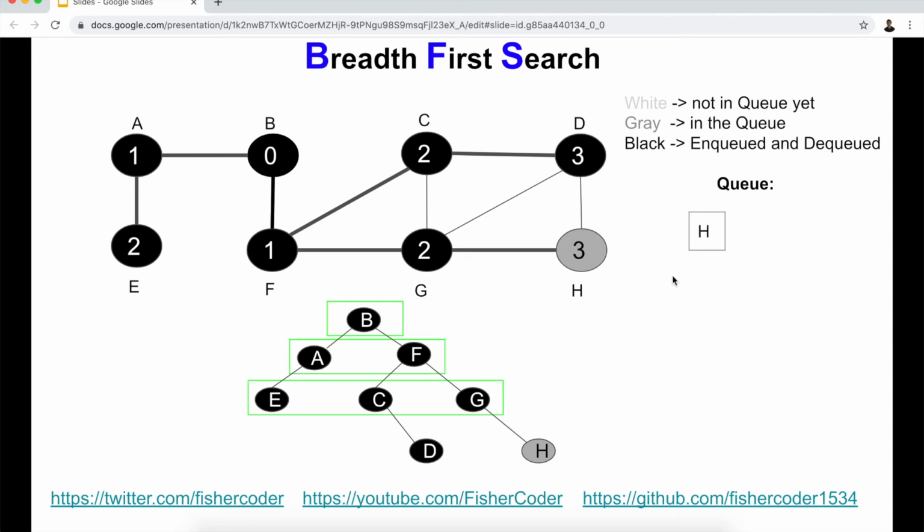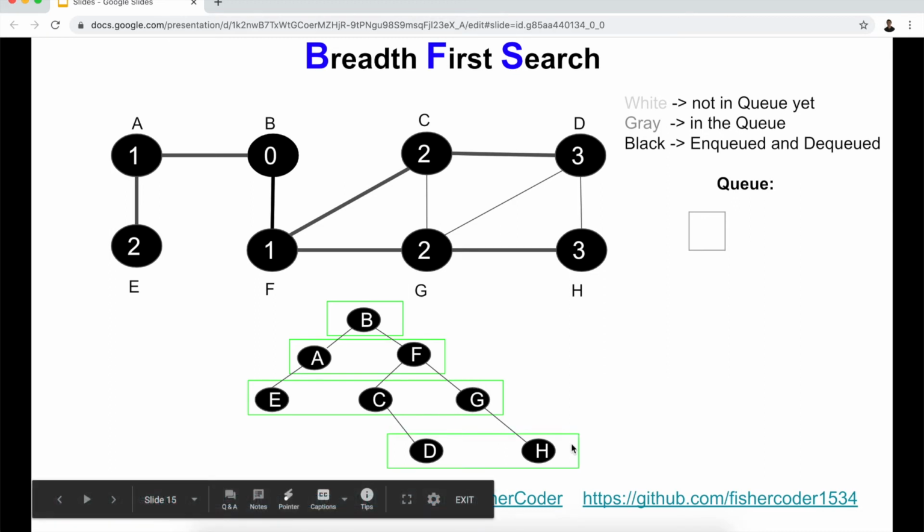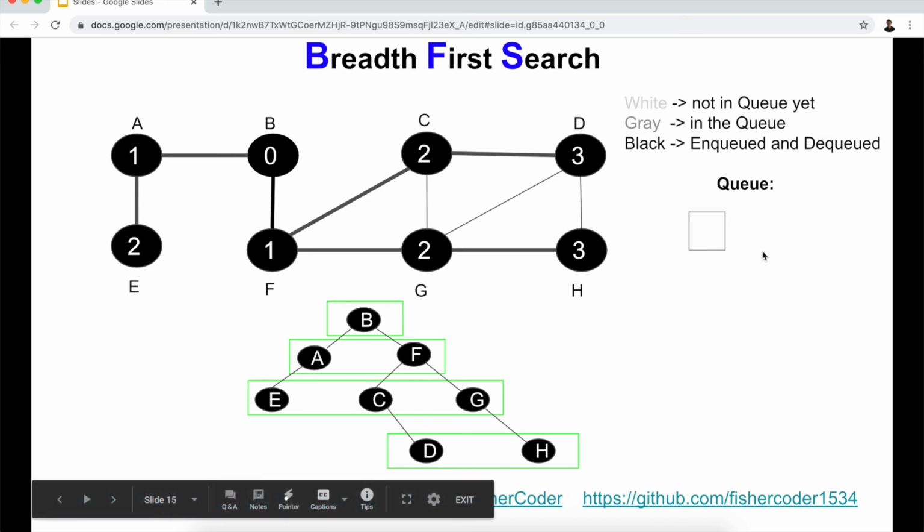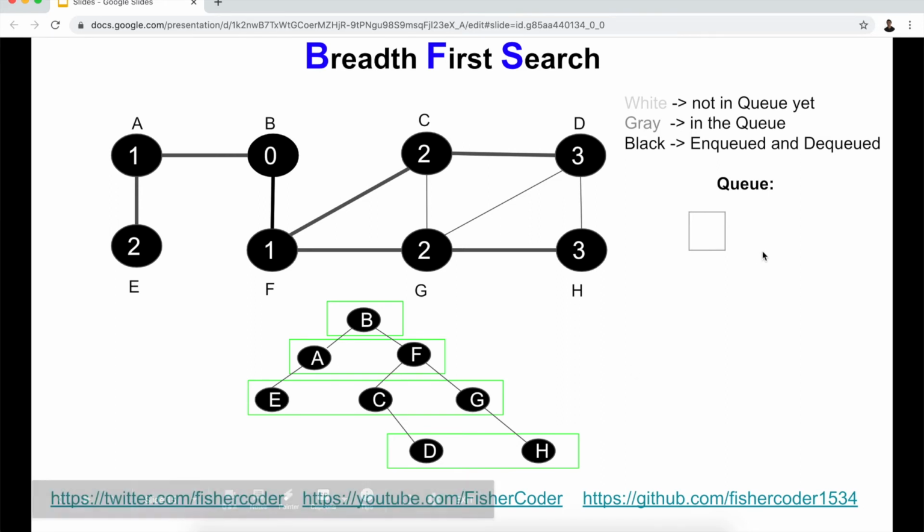We'll dequeue D here. D doesn't have any children. And we'll continue to dequeue H, which doesn't have any other children. At this moment, we have finished visiting the last level of this tree, and we have finished constructing this tree. And the queue is empty. In the actual code, when the queue is empty, we'll just break out of the loop and finish traversing this entire graph. That's just how breadth first search works.